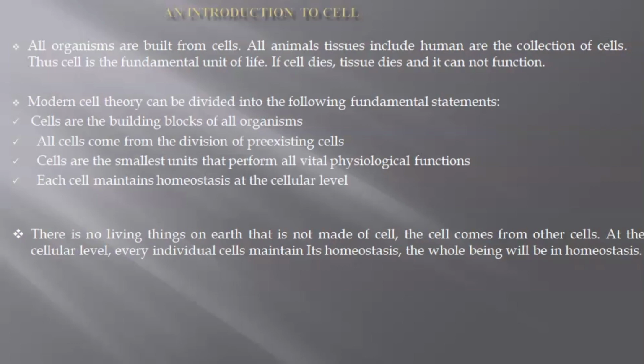You already know that all organisms are built from cells. All animal tissue, including human tissue, is a collection of cells. And then we say that the cell is the fundamental unit of life. If a cell dies, tissue dies. And if tissue dies, organs will die. And so the whole human body will not be able to function.